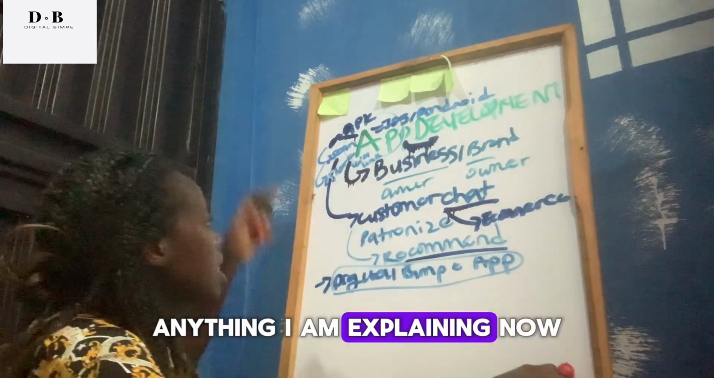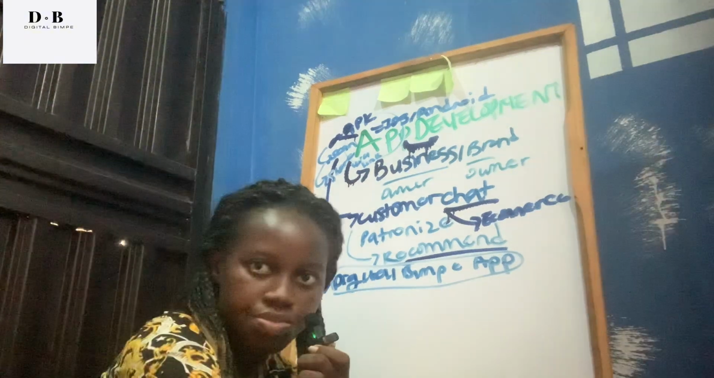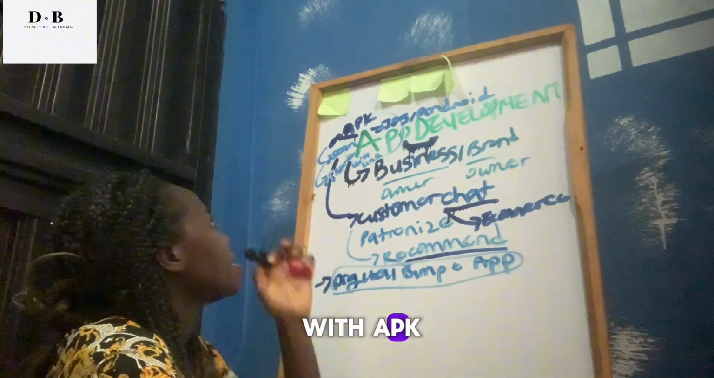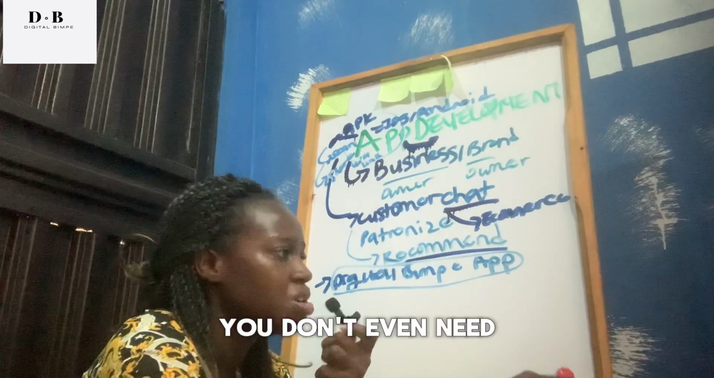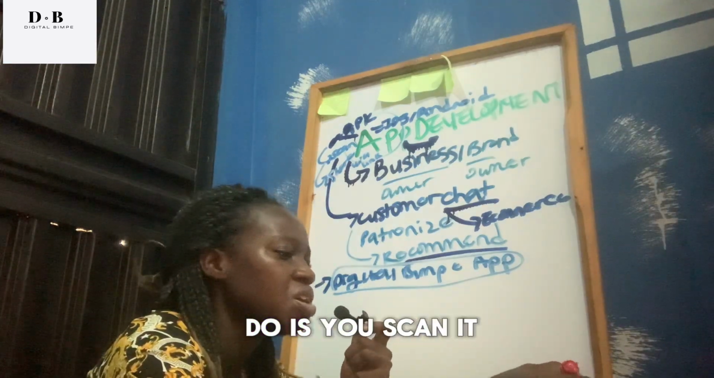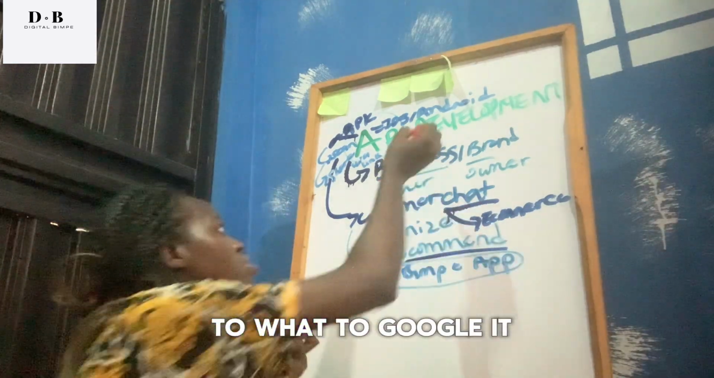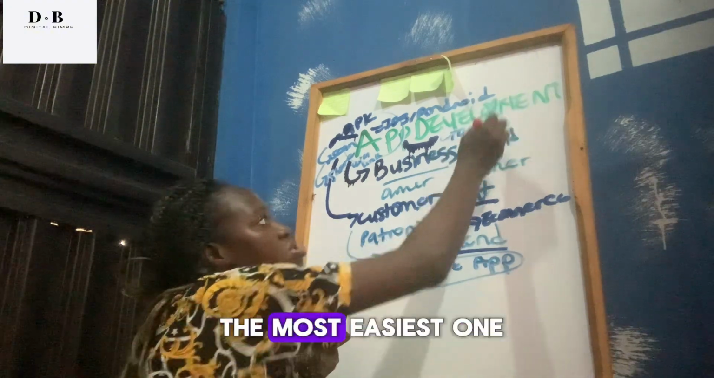So anything I am explaining now is what I'll be doing for you. And trust me, anything that has to do with APK is very easy to download. You don't even need to go through the stress of Play Store. All you have to do is scan it, or share the link with them, or tell them to Google it, which is one of the easiest ways.